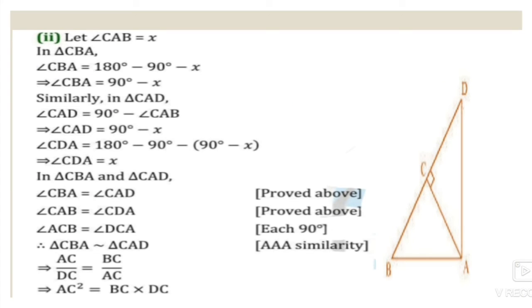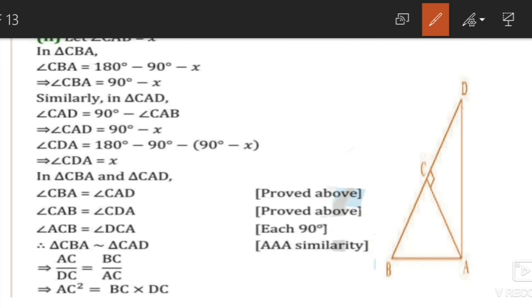Now part 2, you have to prove that AC square is equal to BC into DC. So again you have to do this one like question number 2. This is the same. First of all you will consider angle CAB to be x. This angle is x. And this whole A angle is 90 degrees, given. That means this angle is 90 minus x. Again, this C is 90 degrees, given, means this is also 90 degrees.